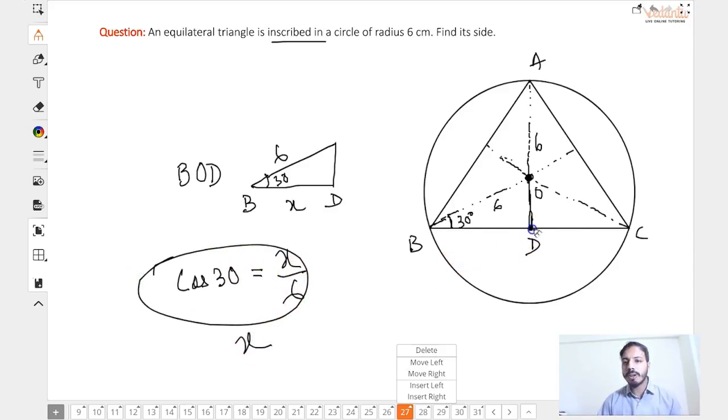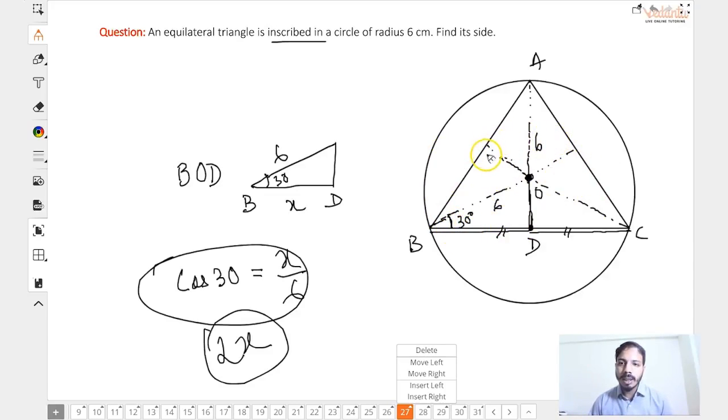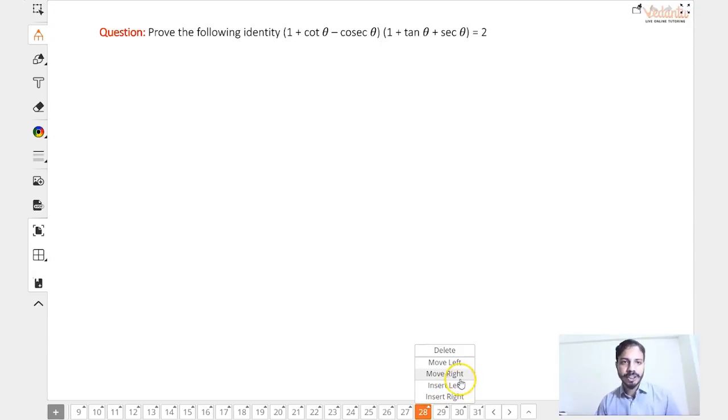Now you see this is also the median. That means this part is equal to this part. So if I can calculate the value of this, I can get the side, that means twice of this. That means 2x will be this length. So in this way you can calculate these types of questions. Also, if they ask you about the circle which is inside, in that way also using this trigonometry you can find these things, right?